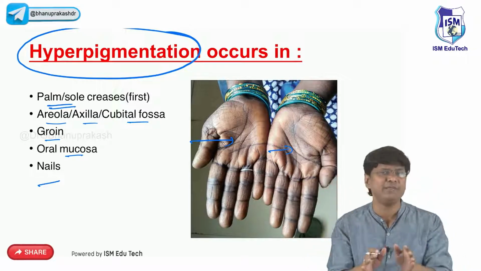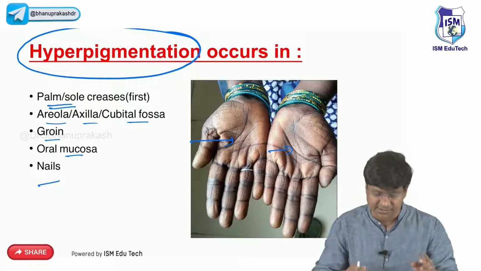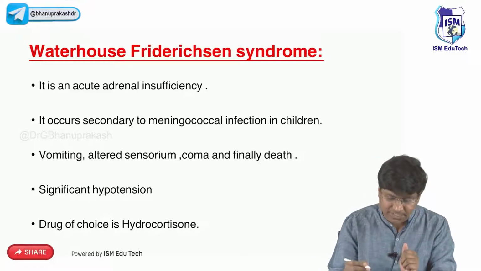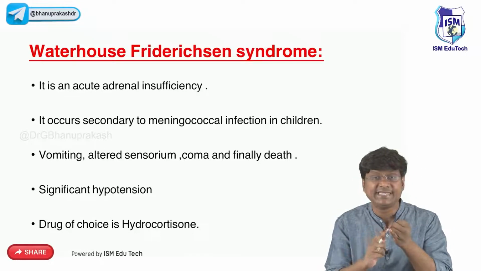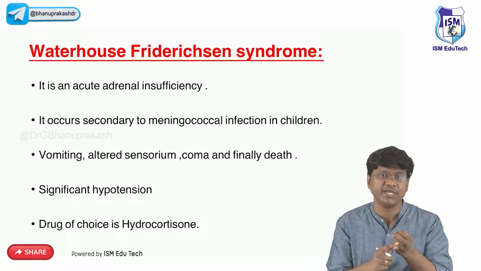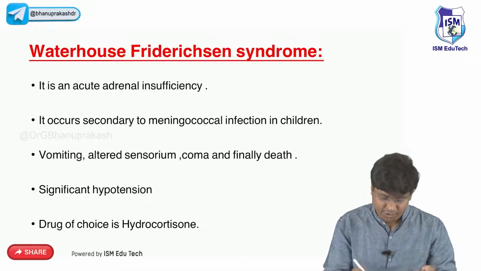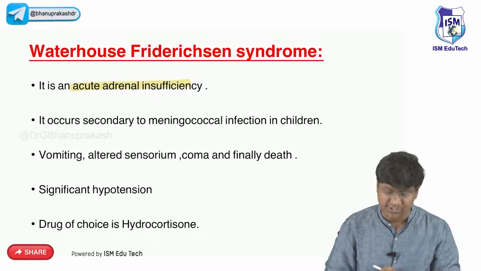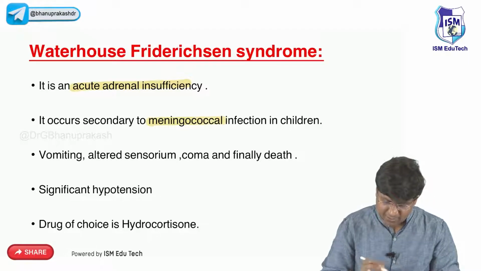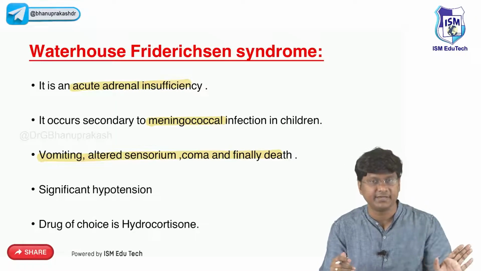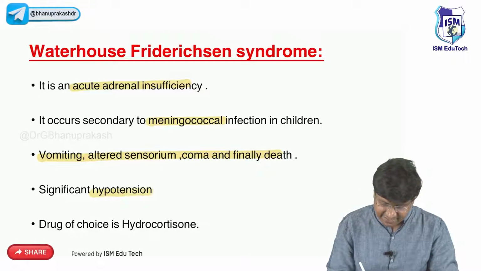One of the very important conditions that you need to know in Addison's is the Waterhouse-Friderichsen syndrome. Waterhouse-Friderichsen syndrome is what? It is acute adrenal insufficiency secondary to Neisseria meningitidis. That is nothing but your meningococcal infection. So acute adrenal insufficiency, and it is secondary to meningococcal infection. The patient will present with cardiovascular collapse. The patient may land up in coma and death also. And they will have significant hypotension.